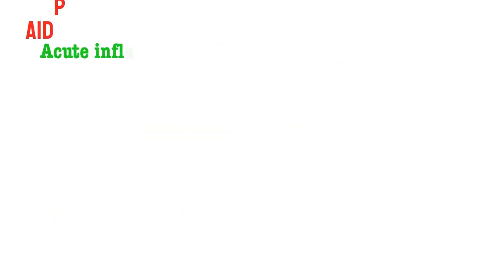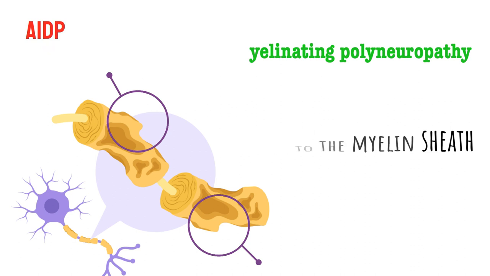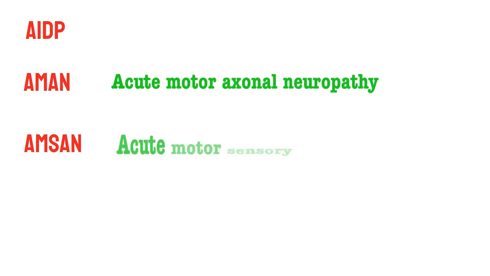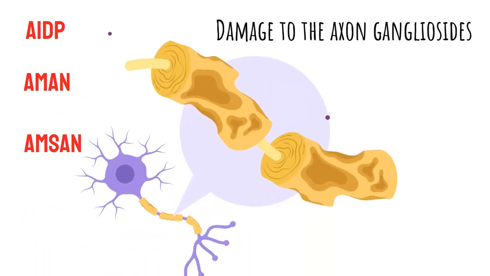Acute inflammatory demyelinating polyneuropathy, or AIDP, is the most frequent variant of Guillain-Barre syndrome. And in here, the target damage is done to the myelin sheath, resulting in demyelination. In AMAN and AMSAN, that is the acute motor axonal neuropathy and acute motor and sensory axonal neuropathy, the target damage is done to the axon gangliosides.